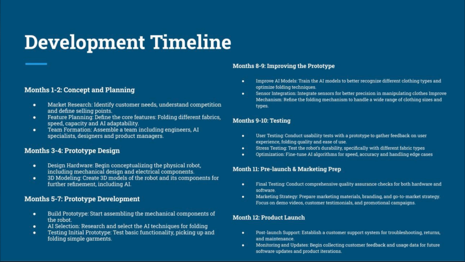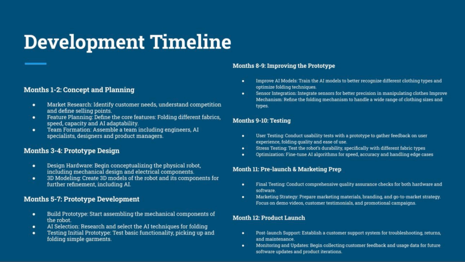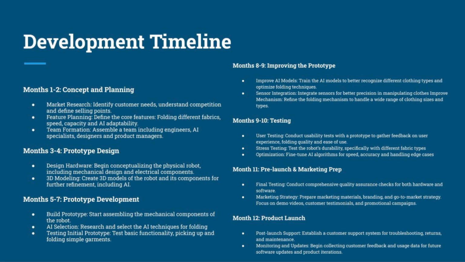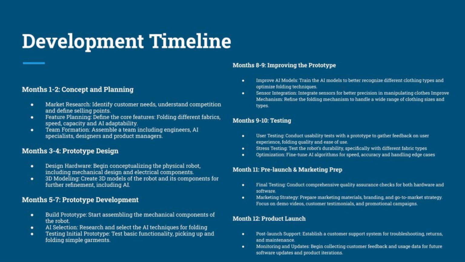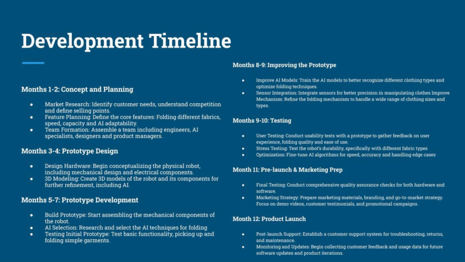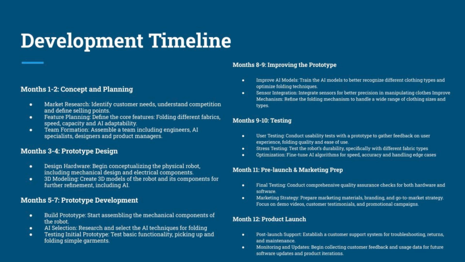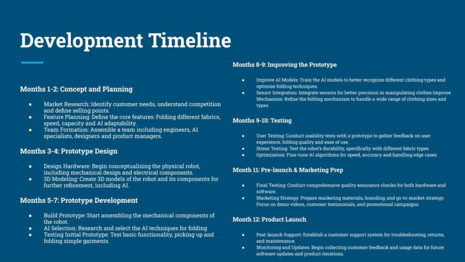Next up, we have the development timeline. It essentially took us a year to develop the product. In the first and second month, the concept and planning took place, where essentially we did market research, planning, and formed a team. In months 3 through 4 is where the prototype design took place, where there was design hardware and 3D modeling. In months 5 through 7, prototype development took place. Here's where we built the prototype, we selected which AI we wanted to use, and the testing initial prototype process took place.